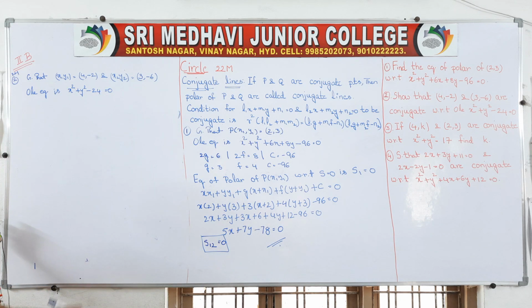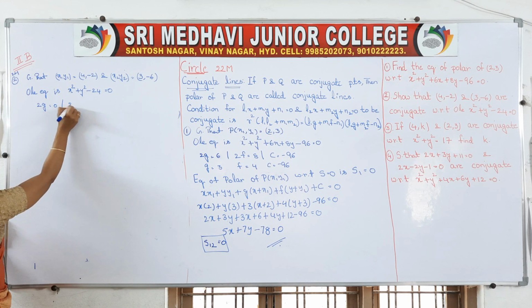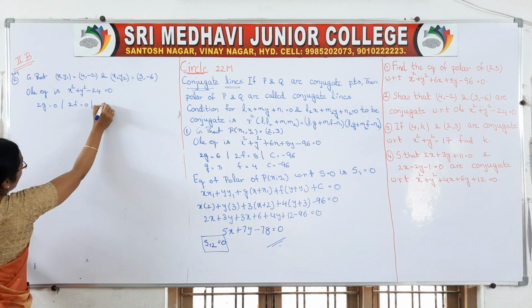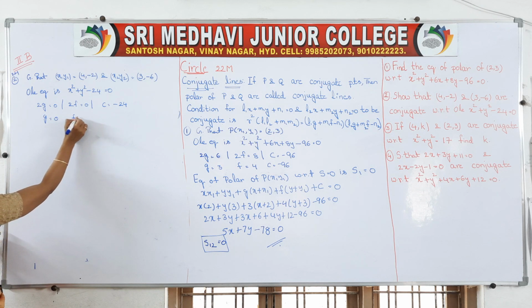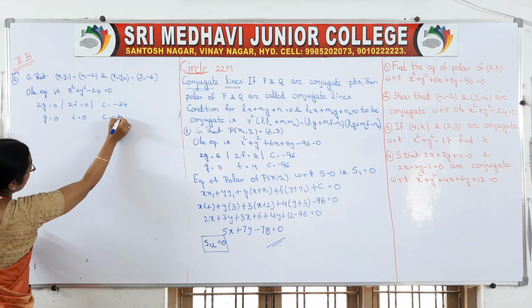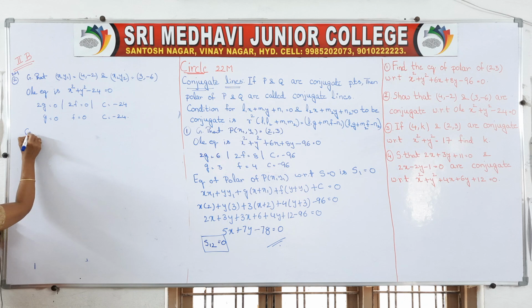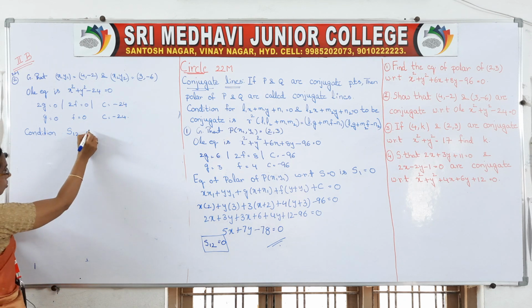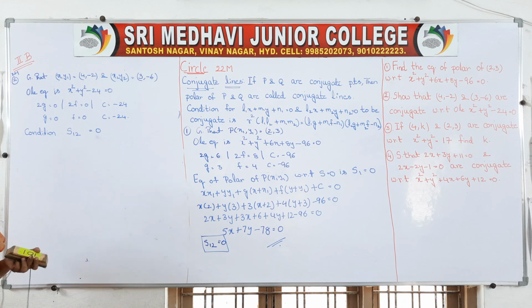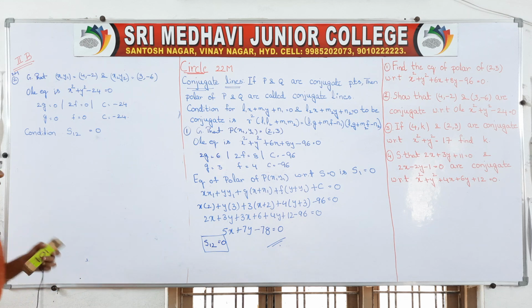Compare it with your general form. There is no x term, so 2g is equal to 0. There is no y term, so 2f is equal to 0, and c is equal to minus 24. So g is equal to 0, f is equal to 0, c is equal to minus 24. So, what is the condition? S12 must be equal to 0. If that value is equal to 0, then we can say that those 2 points are conjugate.